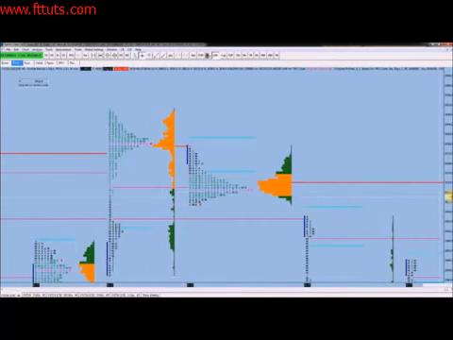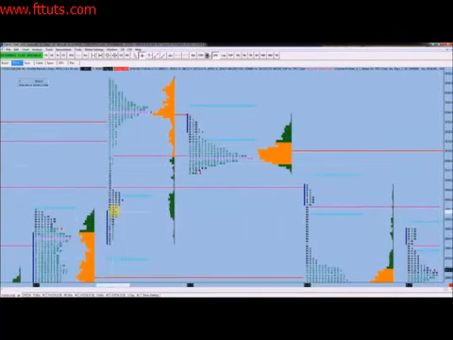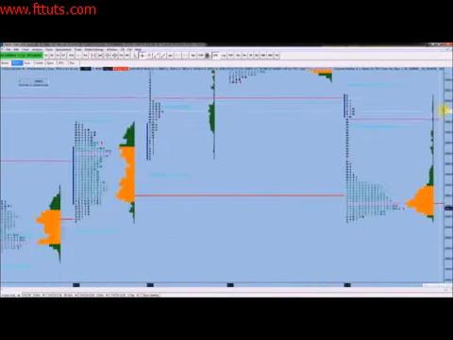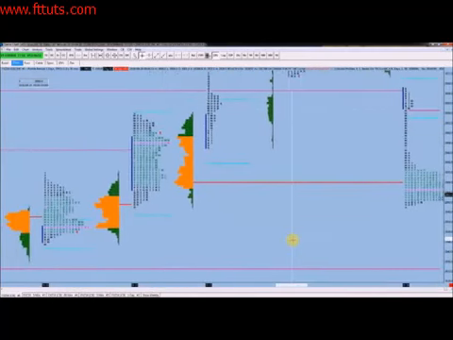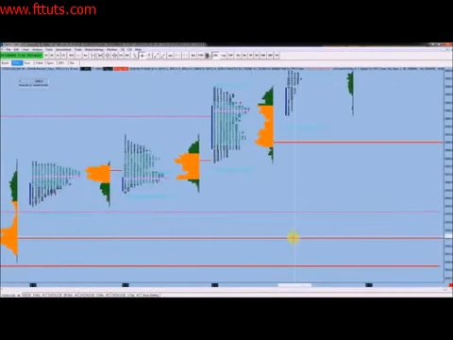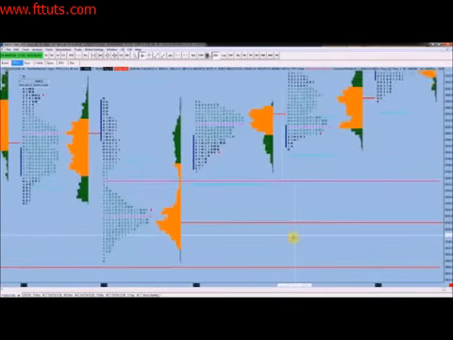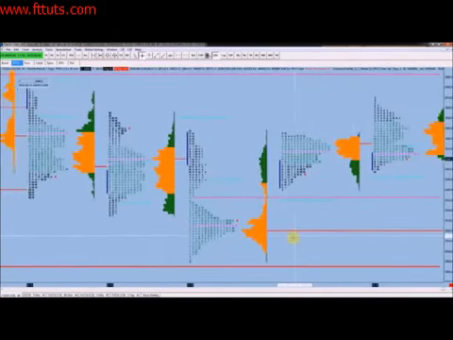Slight P-shaped profile here on the Eurostoxx. Initial balance. We've only broken one side of the initial balance. We've shifted higher, found balance up here. P-shaped profile. And the Eurostoxx is doing this much more at the moment than the Bund. The Bund isn't really doing this at the minute. They seem to be okay.